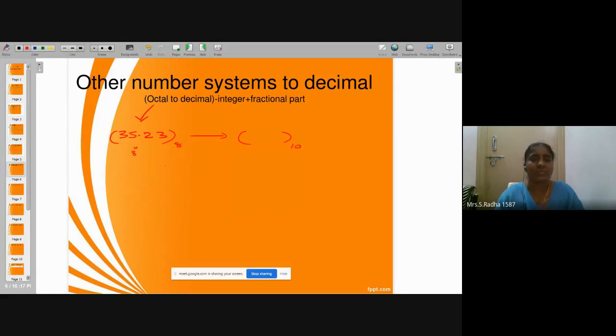You take 8 power 0, 8 power 1. After the decimal point, it becomes 8 power minus 1, 8 power minus 2. You multiply these and add. The integer portion is added separately, and the fractional portion is added separately. That full value will become the equivalent decimal value.